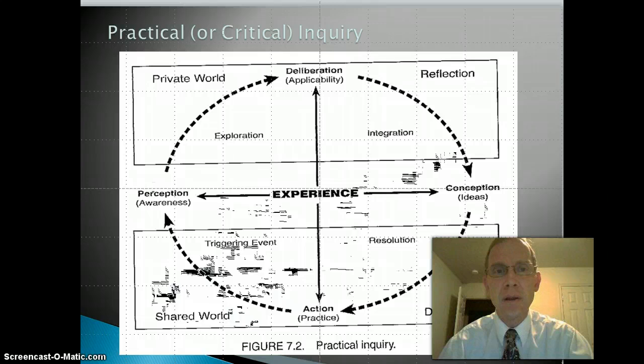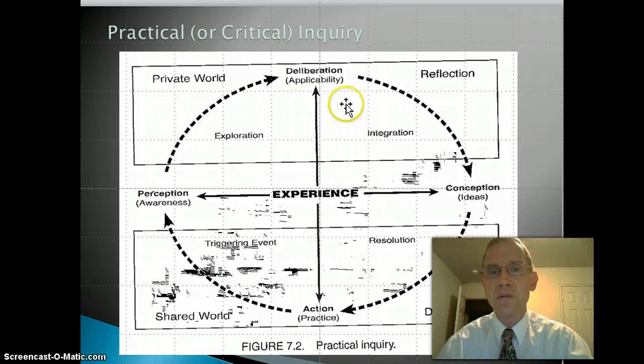Applying this framework now, we see that it involves the triggering event, exploration, integration, and resolution, the four phases that Dewey described. The learner is involved in discourse in the shared world in a collaborative sense, but also in the private world is involved in reflection as the learner continues and cycles through this learning experiential process.